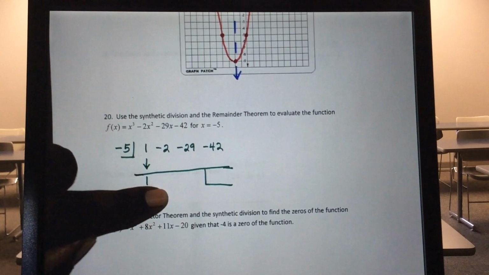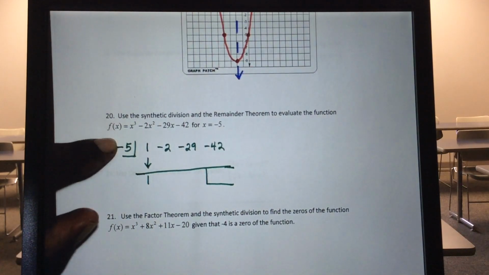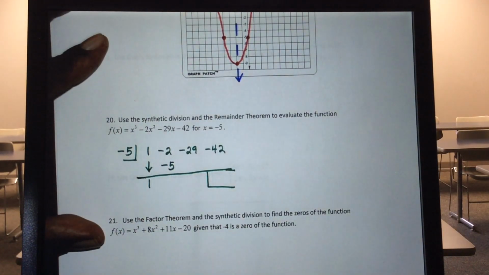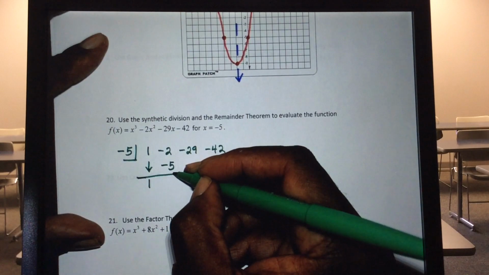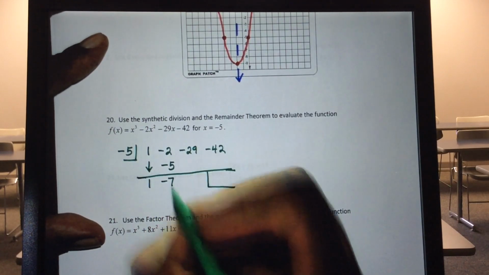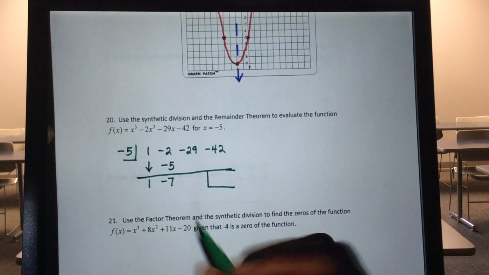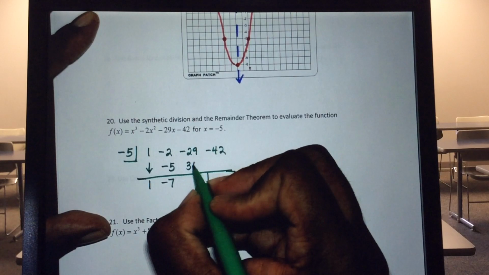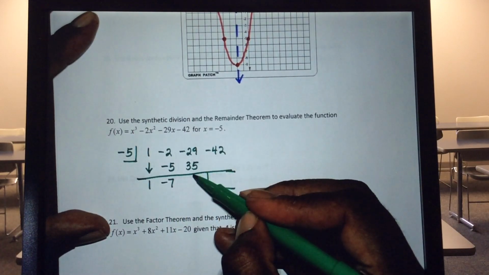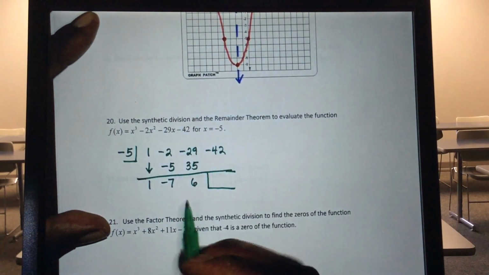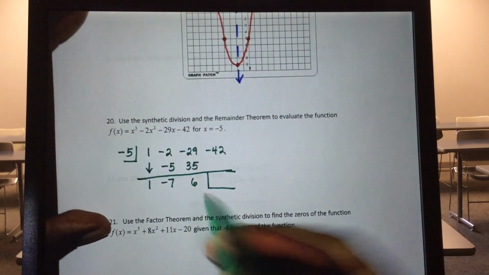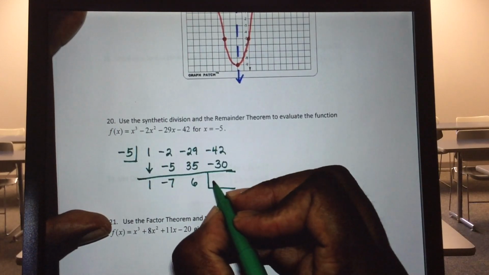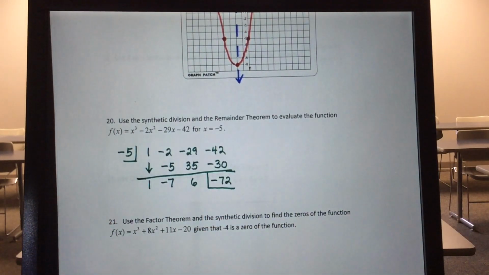Then I'm going to multiply that 1 times the divisor. So negative 5 times 1 would be negative 5. That goes underneath the negative 2. And then I'm going to add negative 2 and negative 5 together. I'll get negative 7. And then repeat this until all the columns are filled. We're going to do negative 7 times negative 5. That'd be 35. Add negative 29 and 35 together, you're going to get 6. And then negative 5 times 6 will be negative 30. Add negative 42 and negative 30 together, you're going to get negative 72.